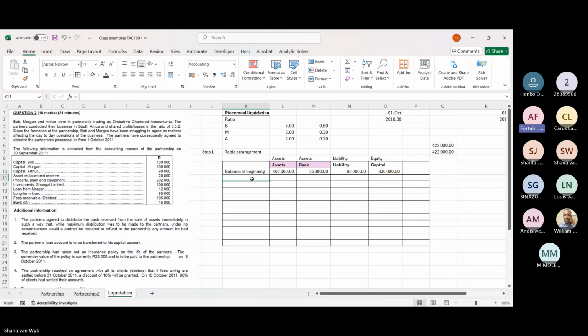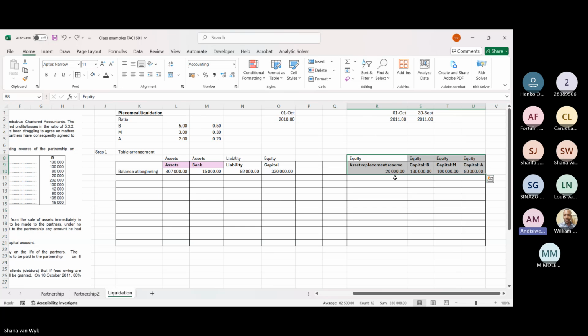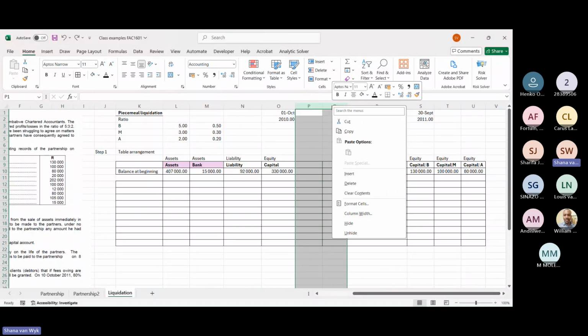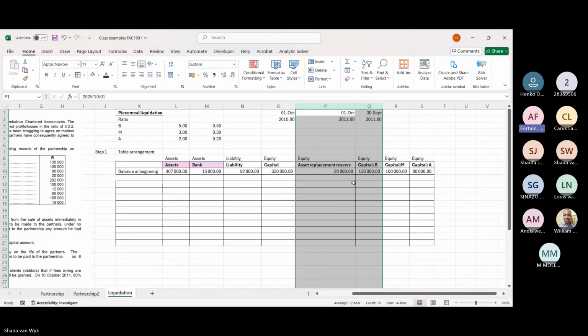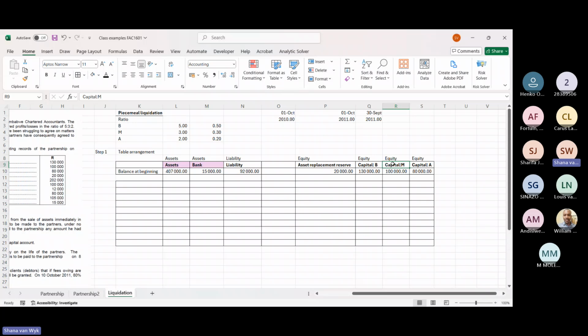Shana, where are your capital accounts? I want to see your capital accounts. Yes, I was about to say, so that when we're distributing the profit, we can distribute it properly. Just take out equity, then you write capital accounts of A, B, and M, whoever they are. Take the asset reserve out also for now.